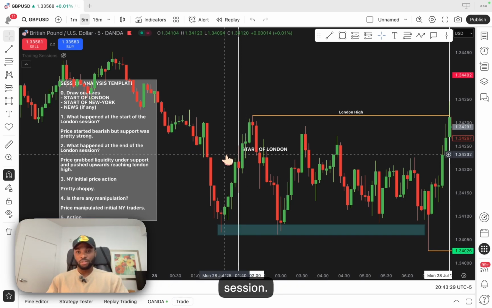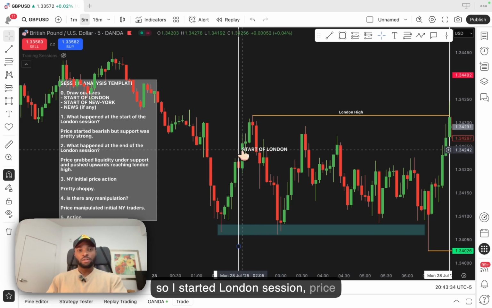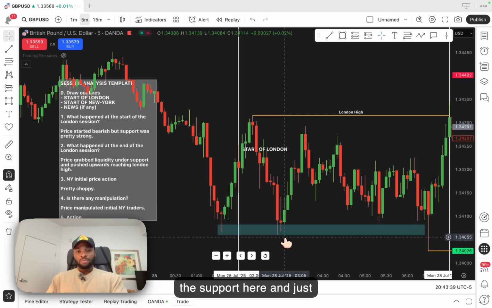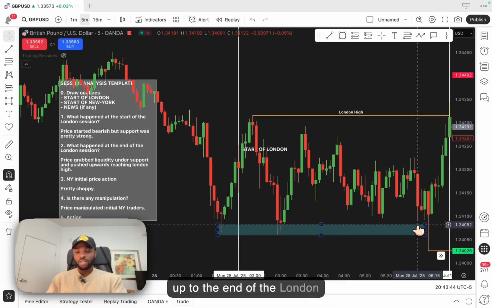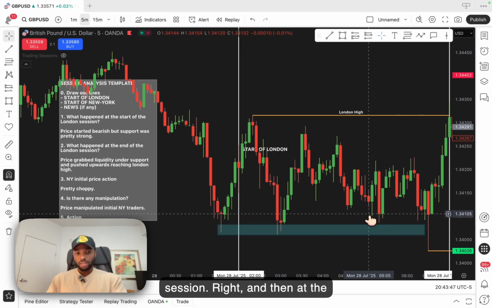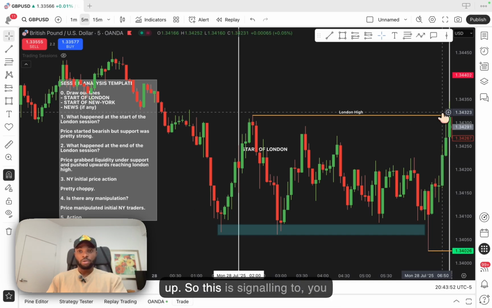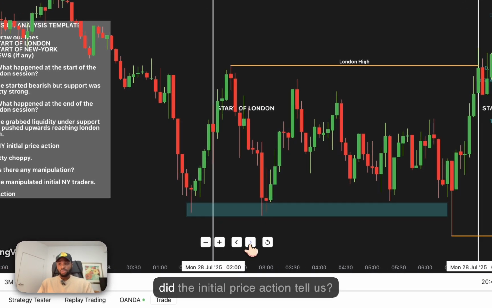Okay, let's start from the London session. Start of London session, price started bearish. It found the support here and respected the support leading up to the end of the London session. And then at the end of the London session, we see this liquidity grab and a push up. So this is signaling to the New York traders that are coming into the market that price wants to be bullish.